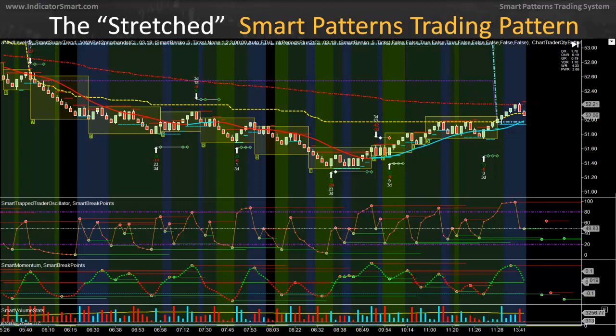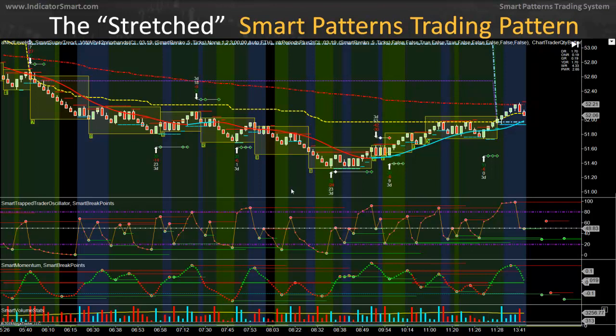So what is this pattern? Well, let me just pick this one right here at 745 on the chart. You'll see that the smart trap trader oscillator is below a prior line that's coming forward from the smart breakpoints. There's just a line there, and the market breaks below that level. And you'll also see at the same time at 745 that the smart momentum had also broken through a line. When that pattern sets up, we take the next reversal bar in that direction. Now, there's two components that are happening here.